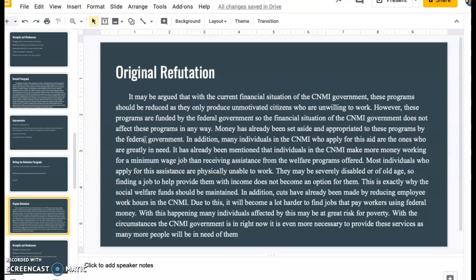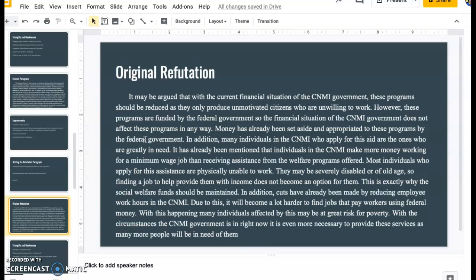In addition, many individuals in the Sinai who apply for this aid are the ones who are greatly in need. It has already been mentioned that individuals in the Sinai make more money working for a minimum wage job than receiving assistance from the welfare programs offered. Most individuals who apply for this assistance are physically unable to work. They may be severely disabled or of old age, so finding a job that helps provide them with income does not become an option for them. This is exactly why social welfare funds should be maintained.